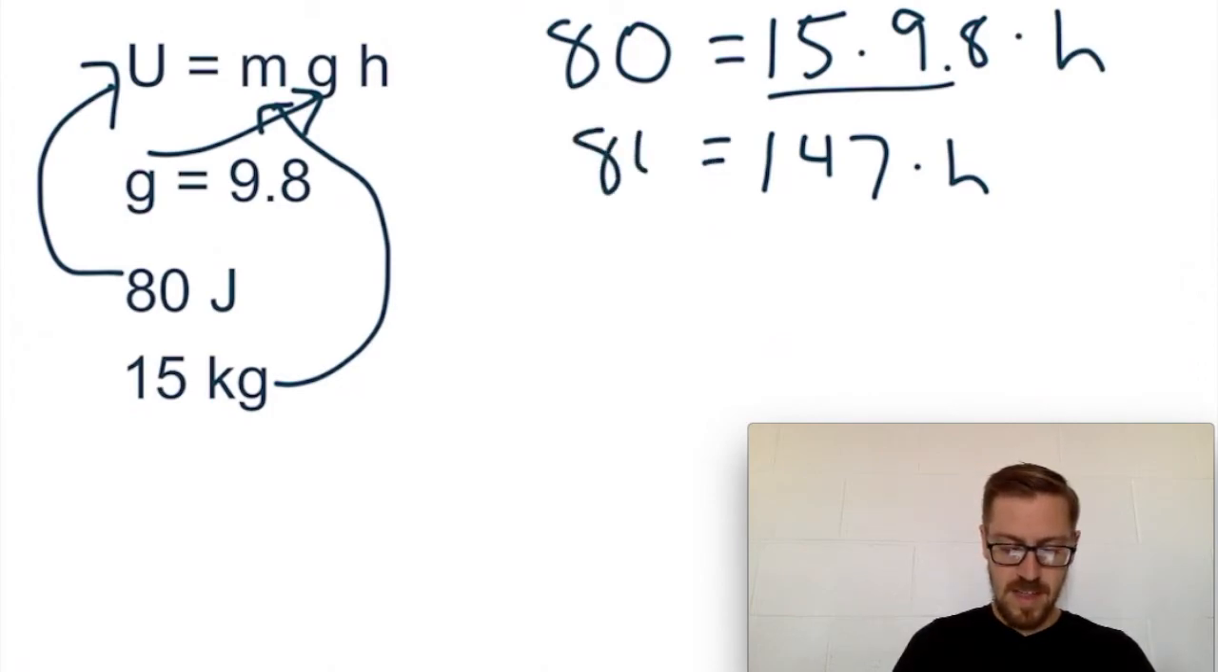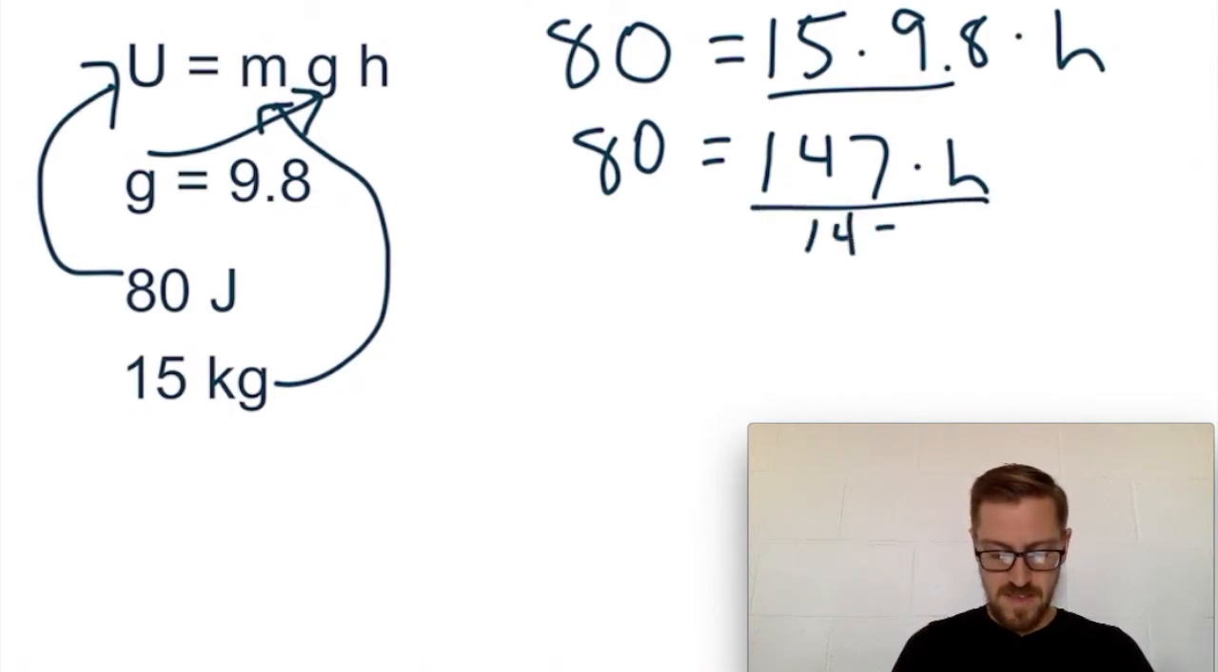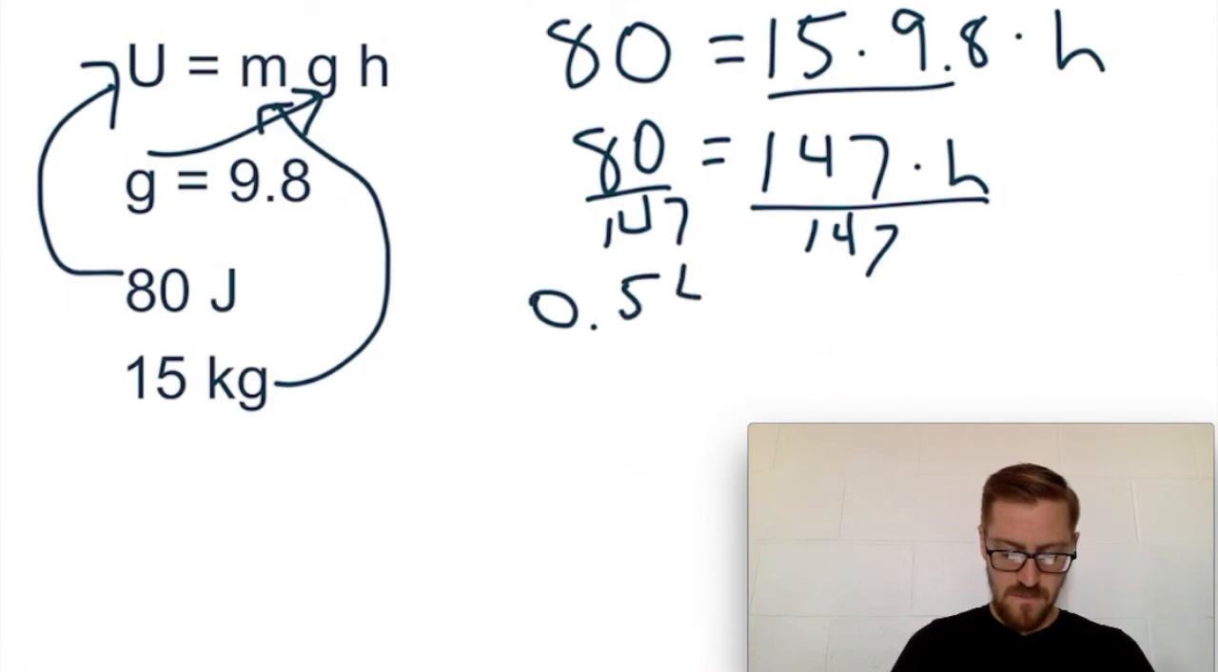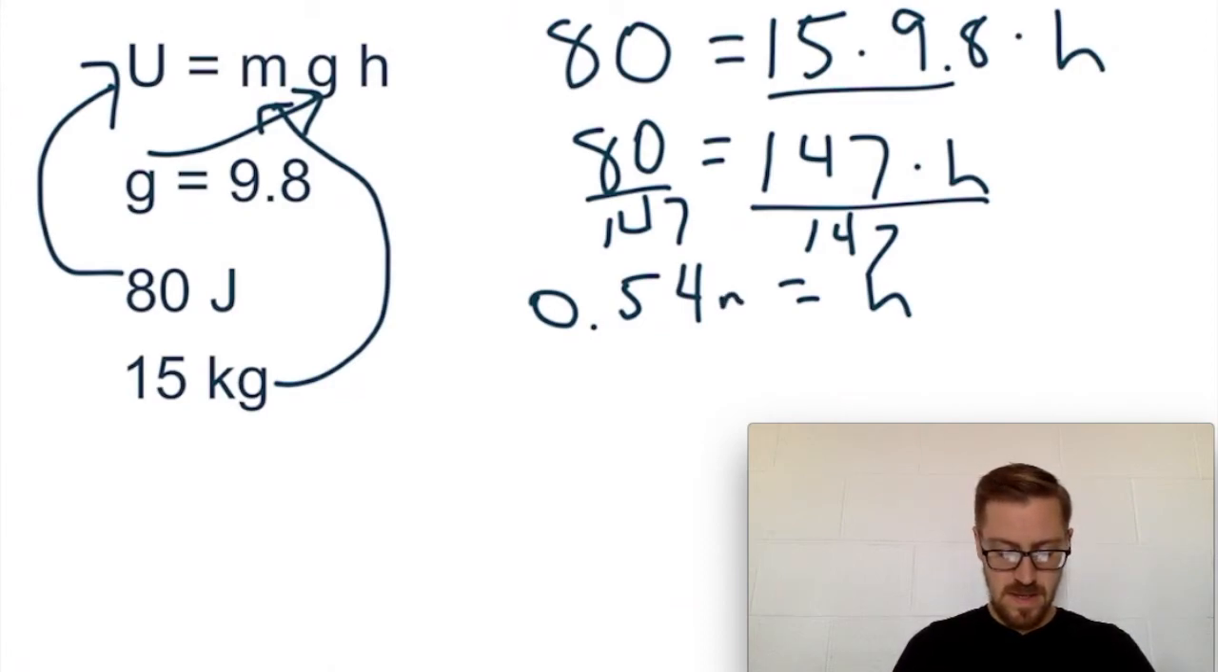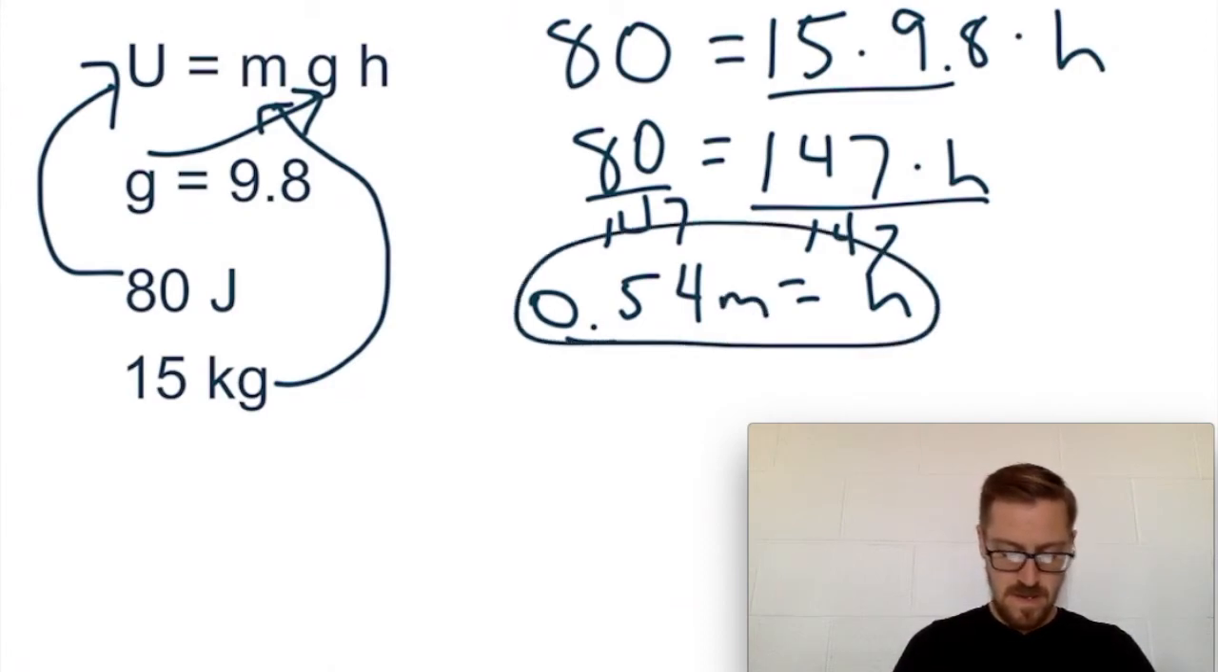Equals 80. Now I can move it over, divided by 147, divided by 147, and so I end up with 0.54 with some other numbers that get rounded off equals H. And what do we measure our height in? What's H measured in? Meters. So it's a little bit harder because we have to use algebra, but not that much harder.